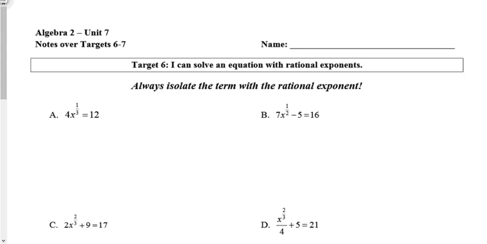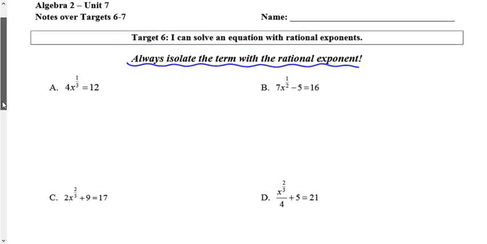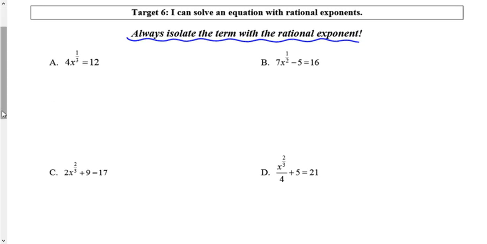First, we're going to be isolating the term that has the rational exponent on it. So very, very important. Just like how important it was in the solving radicals lesson. So if we look at number 1, it says 4x to the power of 1/3 equals 12. Now if you notice, that 1/3 power really only applies to the x there. It's not applied to the 4 at all. So we have to get the x to the 1/3 power by itself. And to do that, we're going to divide both sides by 4. So then I get x to the power of 1/3 equals 3.